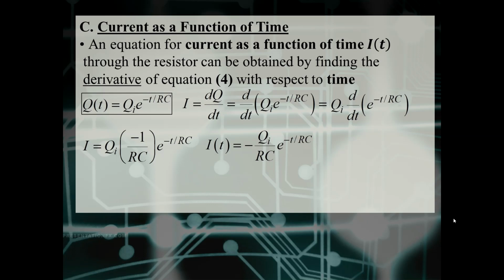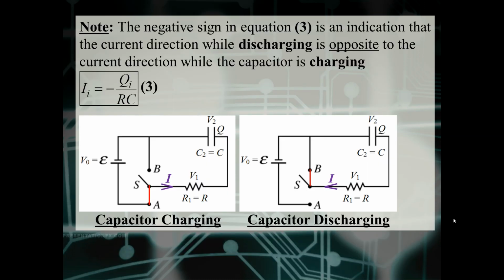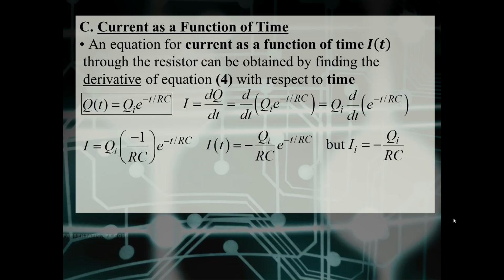But it turns out that everything in front of Euler's number there, the negative qi over RC, I did this little sidestep derivation, where I showed that the initial current is actually equal to negative qi over RC. So we can actually replace that in our equation here. So little i is equal to negative qi over RC. Therefore, if we sub it into the equation, we would have I of t is equal to little i, e to the negative t over RC.